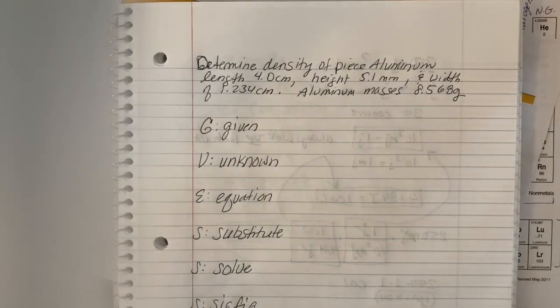All right, we're going to do a density problem today, and we're going to show you how to use GUESS, G-U-E-S-S. Determine the density of a piece of aluminum, length 4.0 centimeters, height 5.1 millimeters, and width 1.234 centimeters. The aluminum mass is 8.568 grams.